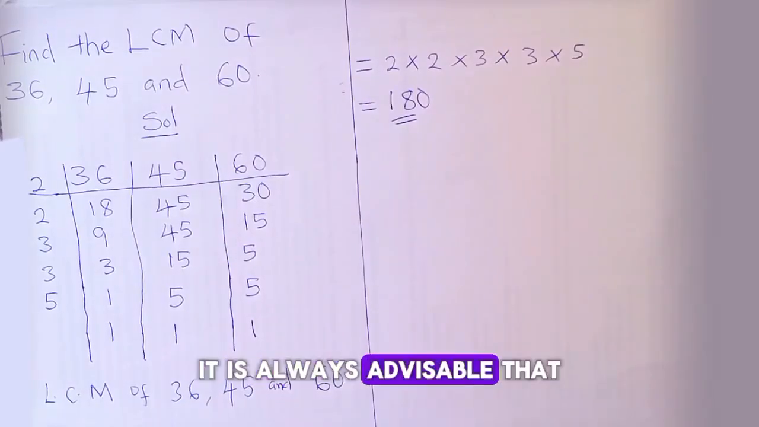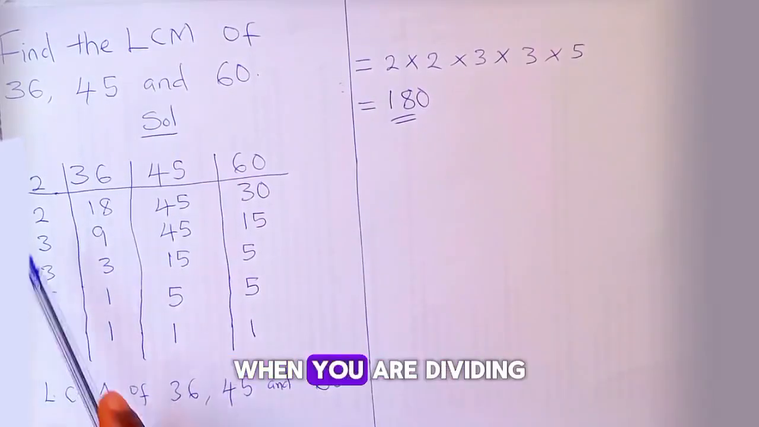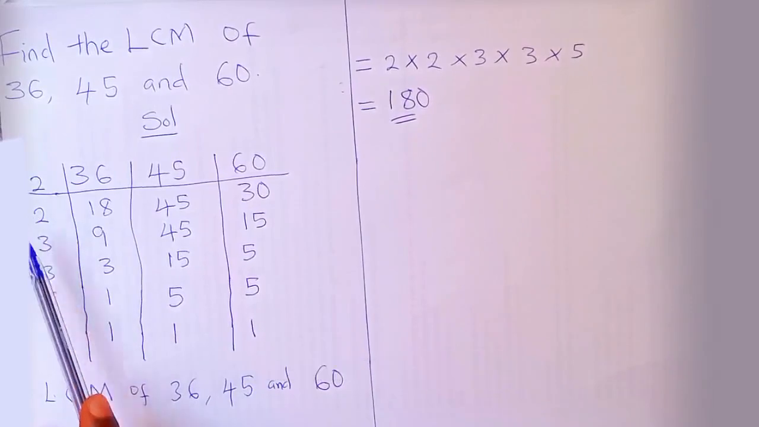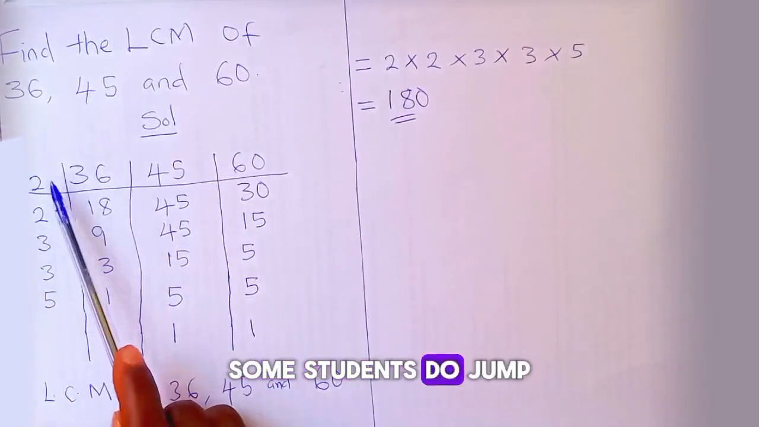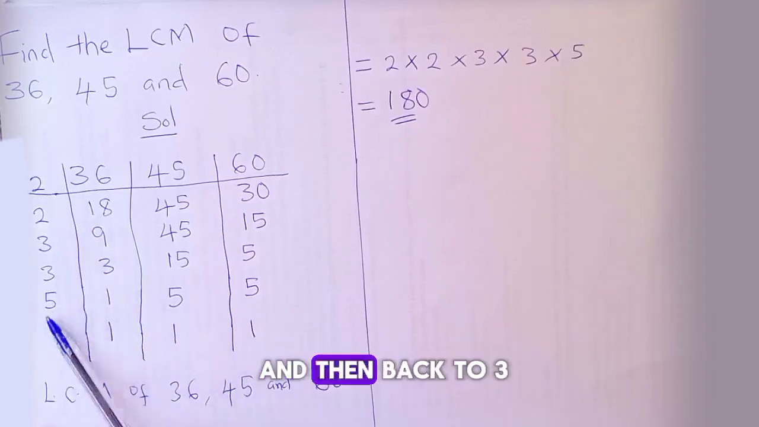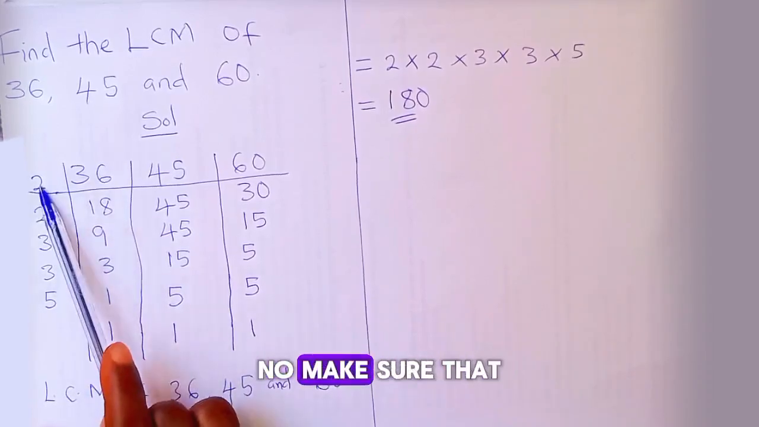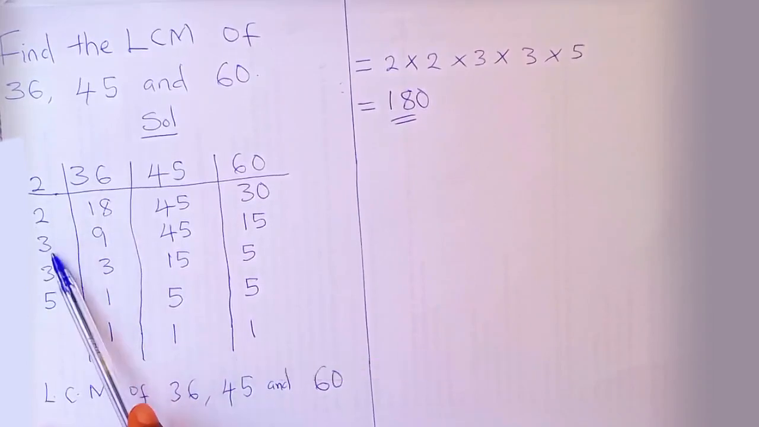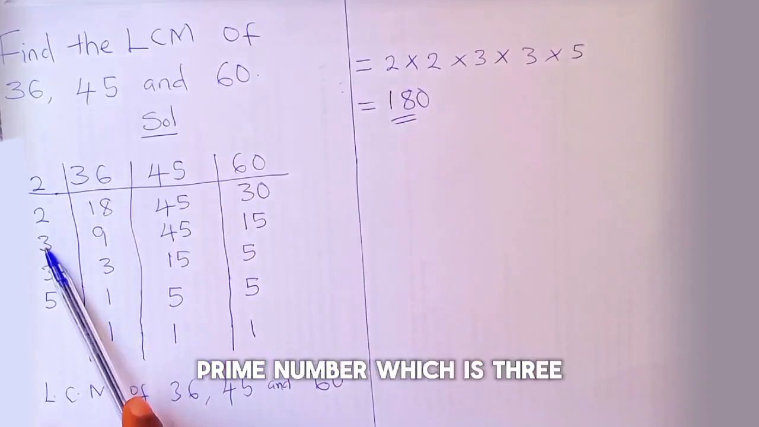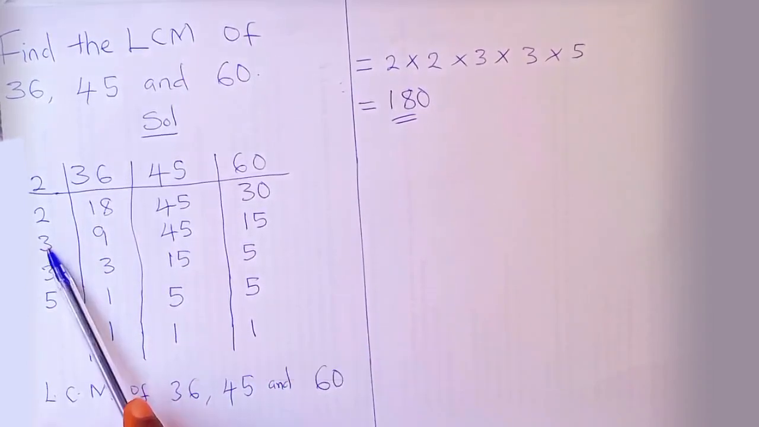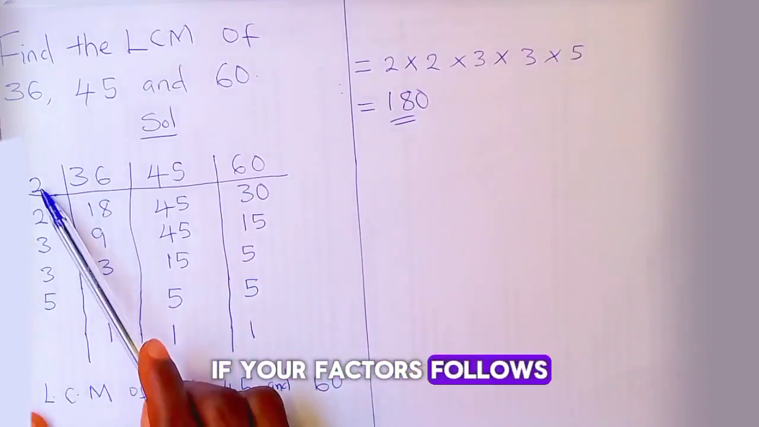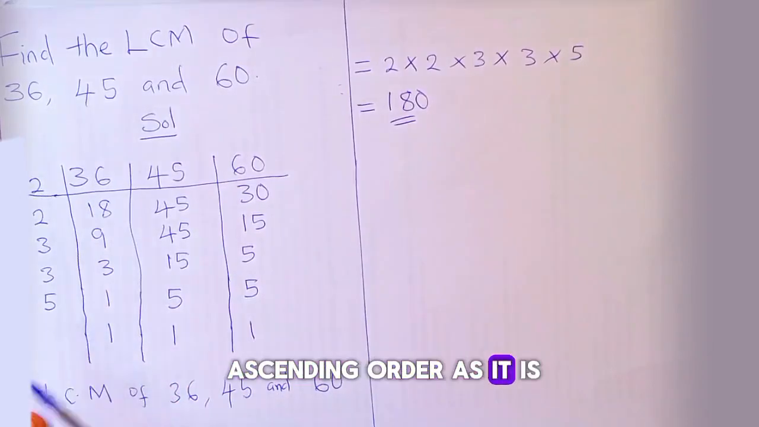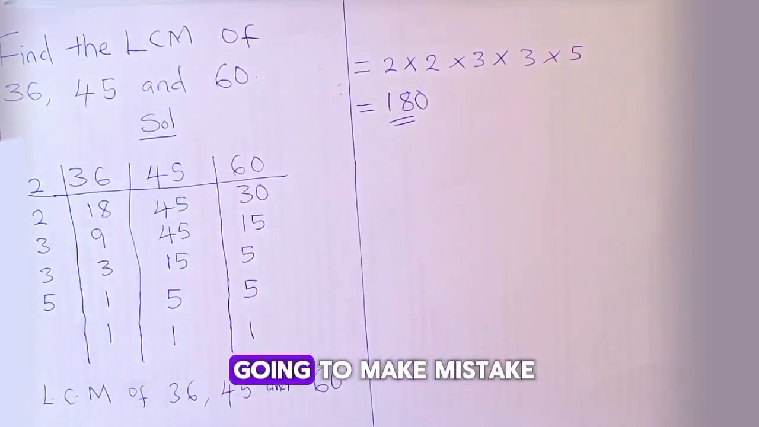It is always advisable that when you are dividing with your factors, please go in ascending order. Some students do jump from 2 to 5 and then back to 3. No. Make sure that you have exhausted 2, then we go to the next prime number, which is 3. We have exhausted 3, then we go to 5. If your factors follow ascending order as it is, you are likely not going to make mistakes.